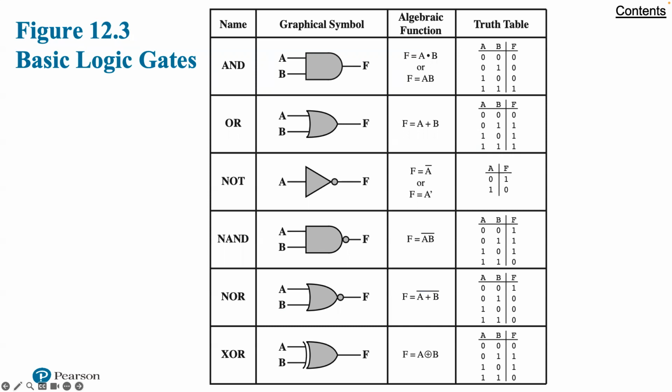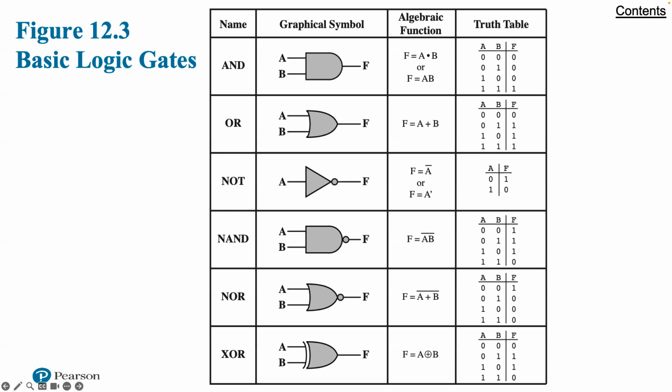The symbology used in this chapter is from the IEEE standard 91. Note that the inversion, NOT, operation is indicated by a circle. Each gate shown in figure 12.3 has one or two inputs and one output. However, as indicated in table 12.1b, all of the gates except NOT can have more than 2 inputs.